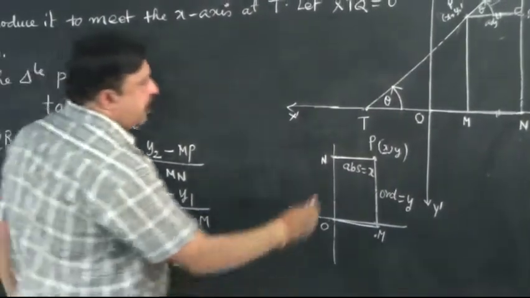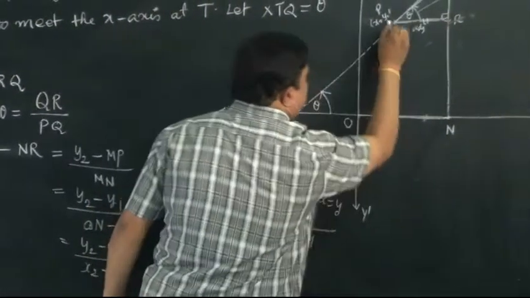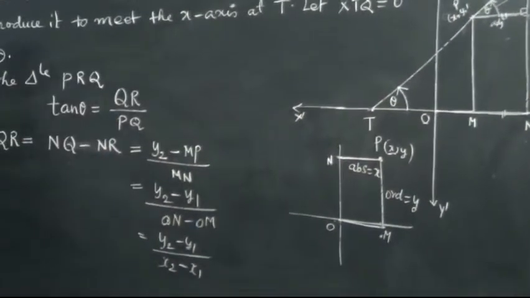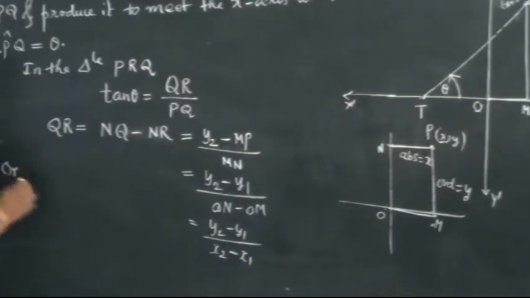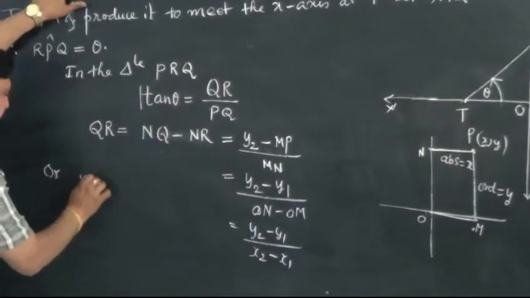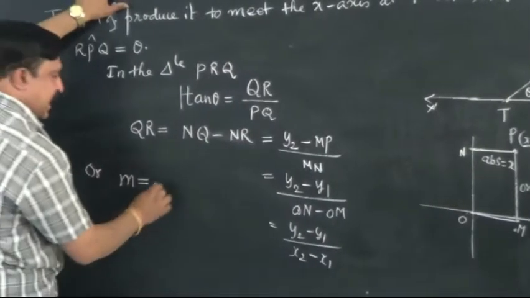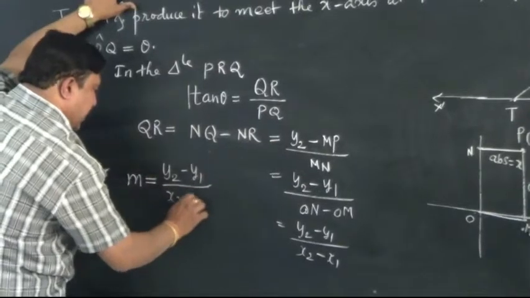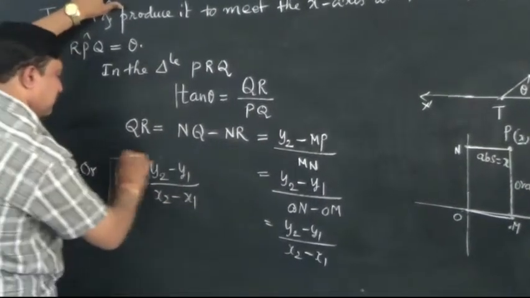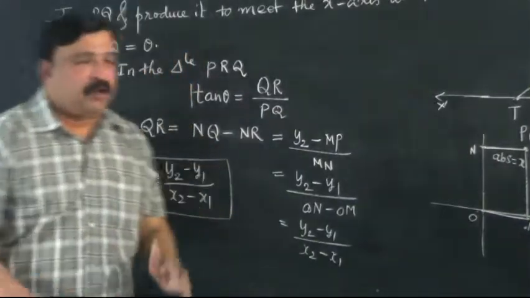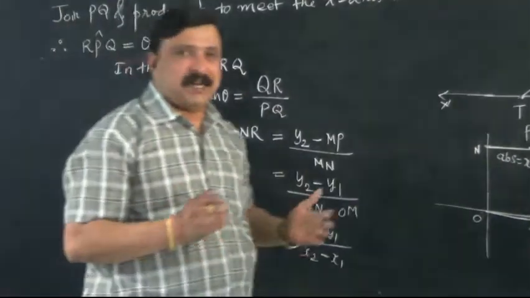Minus OM. OM is the abscissa of the point P, which is x1. So OM is x1. Or tan theta, you know that tan theta is m, that is the slope of the line PQ, is given by y2 minus y1 divided by x2 minus x1. This formula is called the algebraic formula for the slope of a straight line.